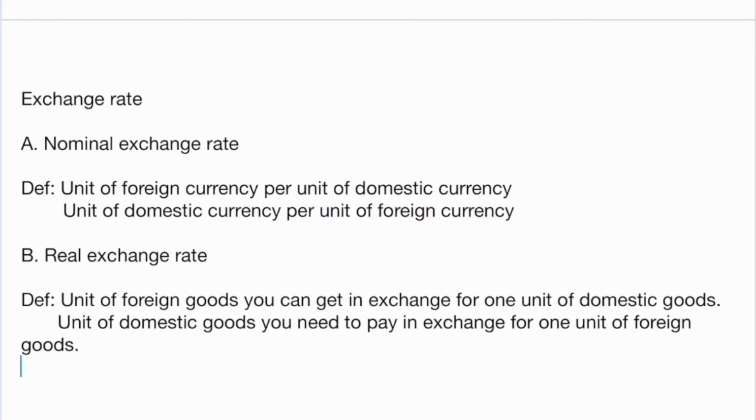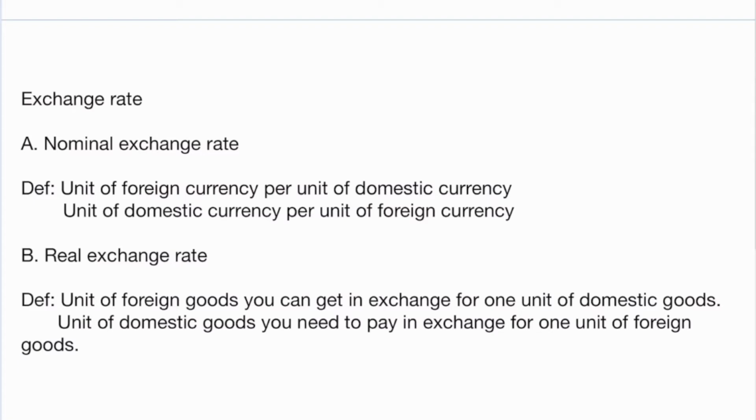So how to think about this concept? We need to assume that each country only produces one good. For example, the US produces apples and Taiwan produces pineapples. Then when we want to eat apples, we need to pay them in pineapples and then see how many apples we are going to get.